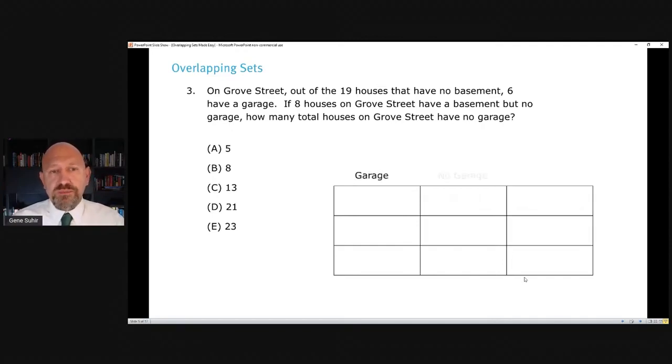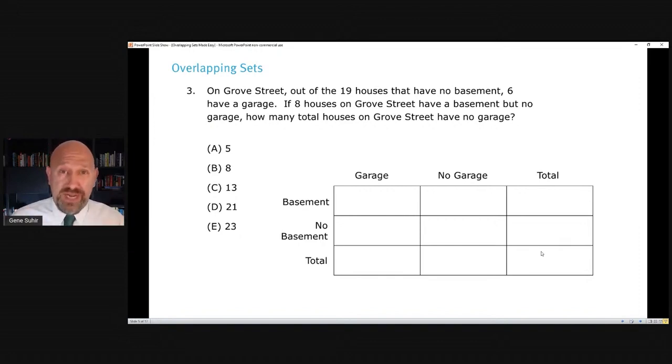We'll make our column headings with a mutually exclusive pair: either you have a garage or you don't have a garage, and then the total. We'll make our row headings mutually exclusive pairs: either you have a basement or you don't have a basement, and then the total. Think of it almost like playing Sudoku: every row is going to add up to the total on the right. Every column is going to add up to the total on the bottom. So in any row or any column, if you know two out of three cells, you can solve for the remaining cell. And this table approach is useful to track any combination of two sets that do overlap.